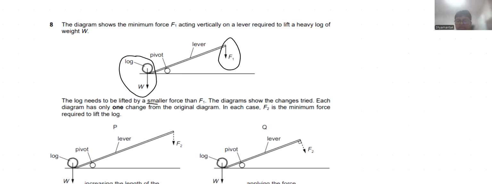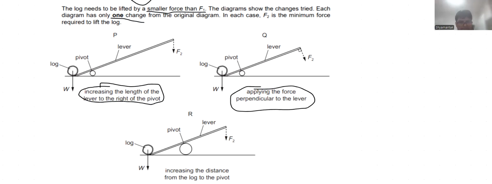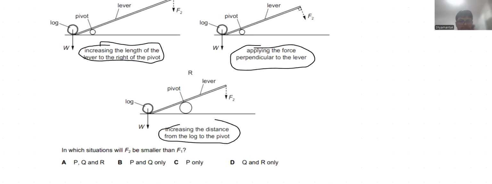The diagram shows the changes tried. Each diagram has only one change from the original diagram. In each case, F2 is a minimum force required to lift the log. And this is the pivot. These are the 3 changes, P, Q, and R. Immediately, I know these are the changes, so you should circle, highlight whatever you want to do. In which situations will F2 be smaller than F1?